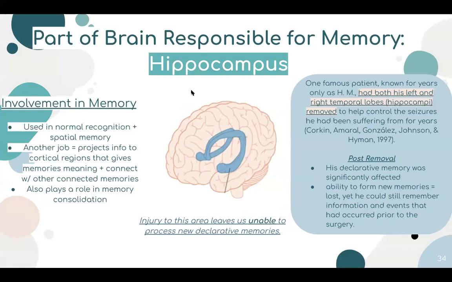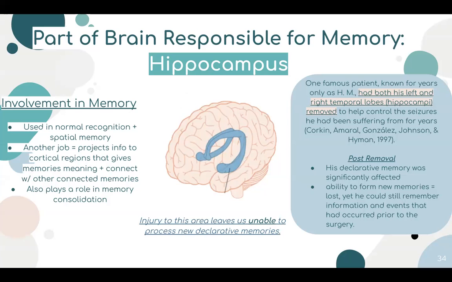So the hippocampus is also part of memory, and it actually is involved in a lot of consolidation and turning things from short to long-term memory. So it's used in normal recognition and spatial memory, protects info in the cortical regions that gives memories meaning and connects them with other memories. It also plays a role, again, in consolidating memories. So injury to the hippocampus leaves us unable to process new declarative memories. So basically, kind of an amnesia where you can remember the past, but you can't remember present events, like new events.